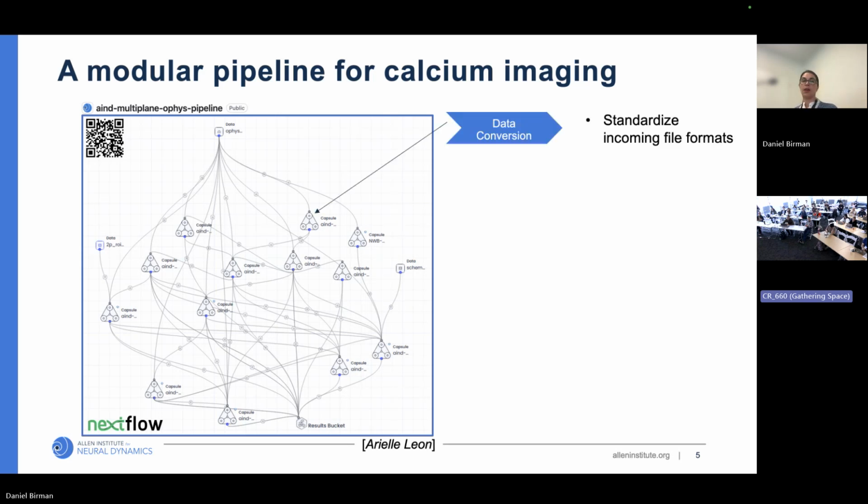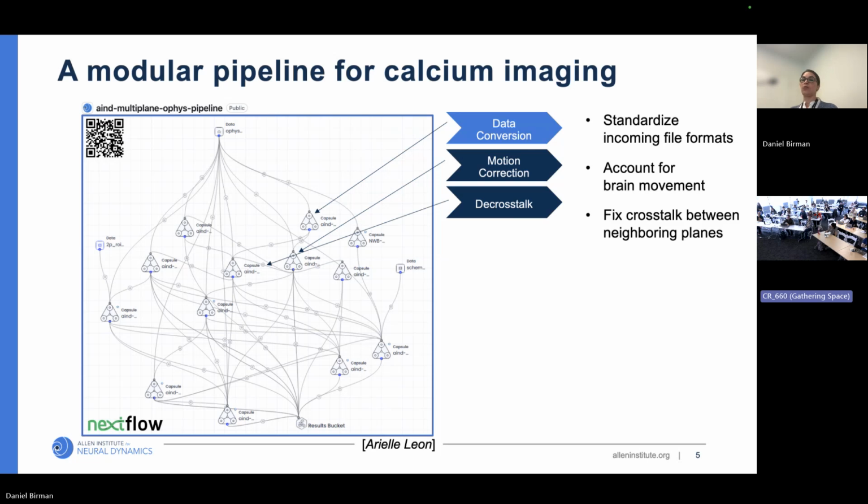This pipeline specifically is for multiplane data acquired on the mesoscope, and this pipeline needs to be flexible. It needs to take in interleaved TIFFs or HDF5 files, and we have a data converter that standardizes that data on input before it sends it to motion correction, where we account for any sort of brain movement during a session. We decrosstalk, which is really important for multiplane data, because during these paired imaging sessions, we'll get ghosting of cells from paired planes.